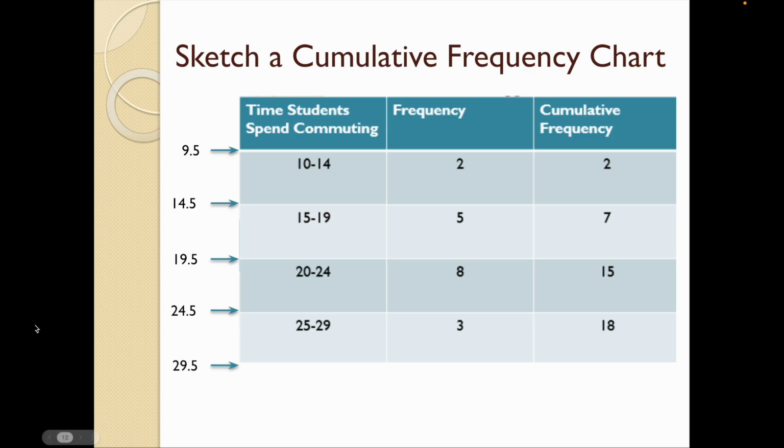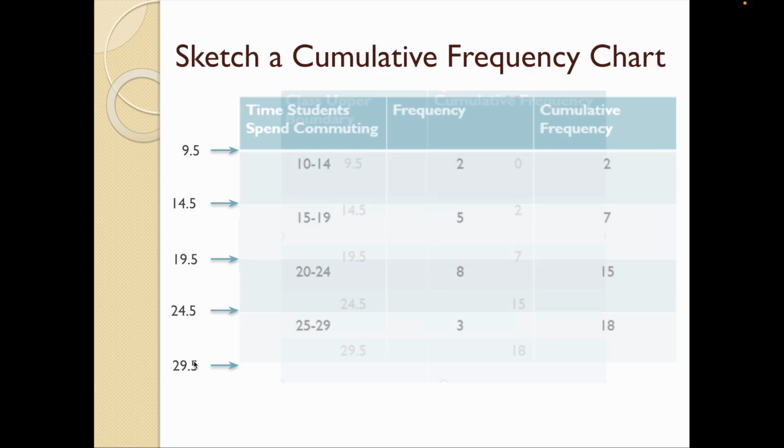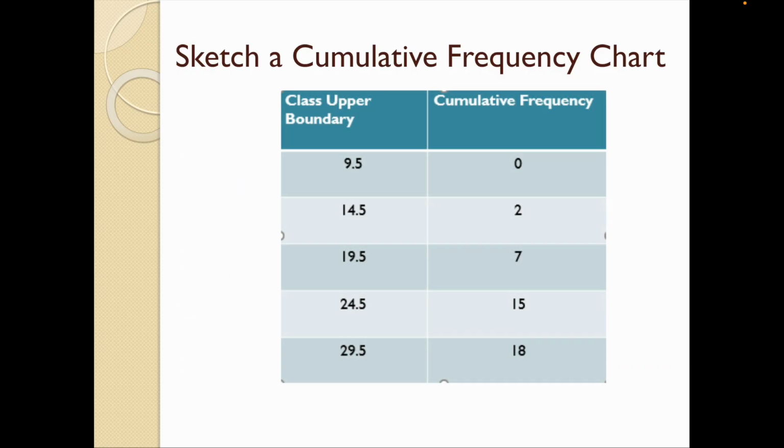Now this is the trick. From last time, remember the 9.5 goes to what number? 0, because no number was there before this class interval. So 9.5 goes to 0. What does 14.5 go to? 2. What does 19.5 go to? 7. What does 24.5 go to? 15. Excellent. What does 29.5 go to? 18. Excellent. So we would end up with the table looking like this.